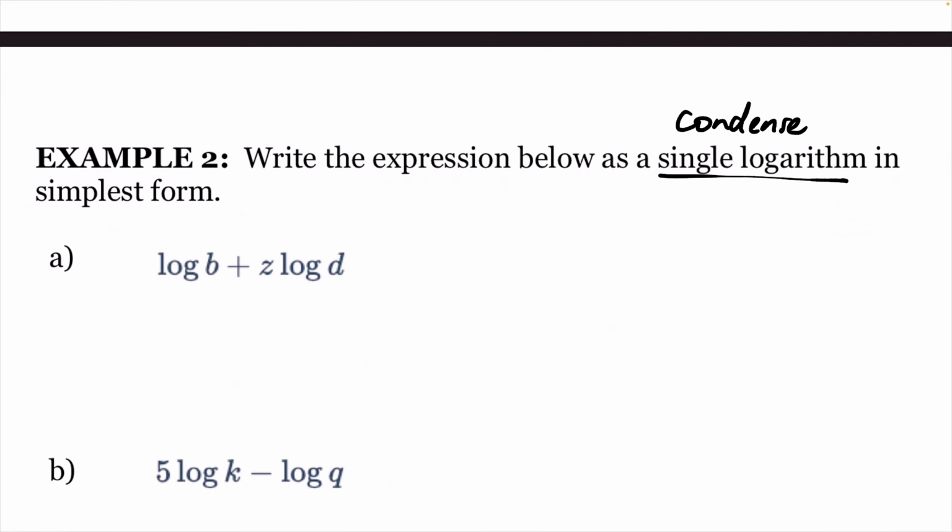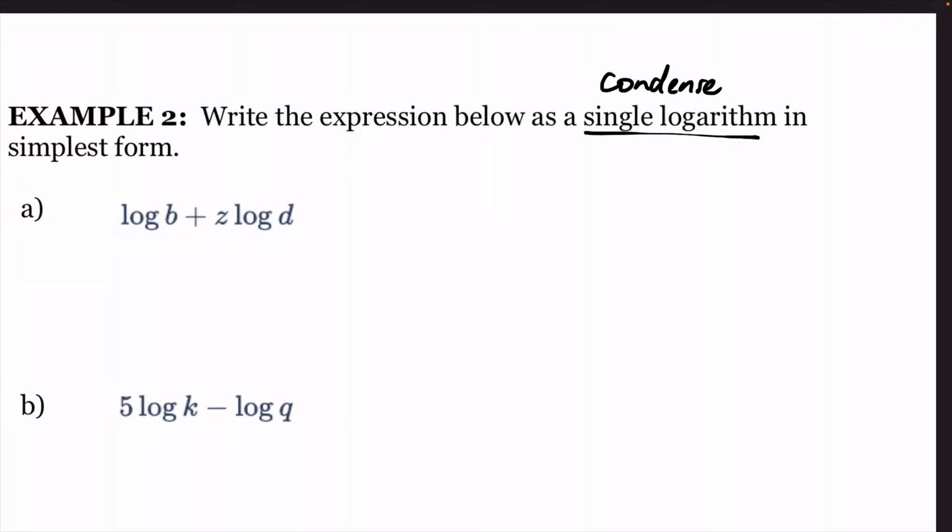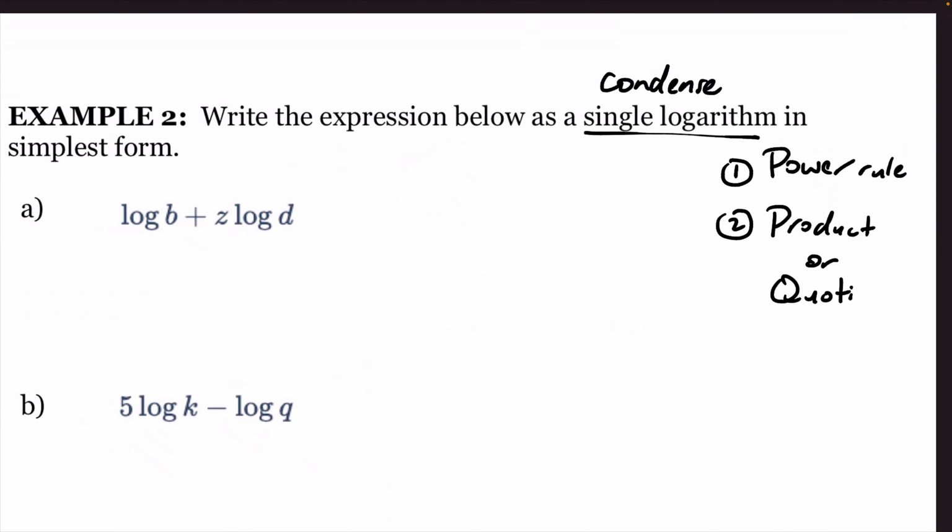Condense. Okay? So how do we condense? You use these 2 steps. I'll show you right now. I'll write them down right here. First step, when we're condensing, we always start with the power rule. And then the next step, we use either the product rule or quotient rule. That's the order we do. Start with power, then move to product or quotient. When we expand, we just go the other direction. Question number 3, we're expanding.